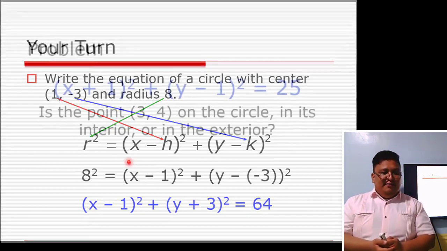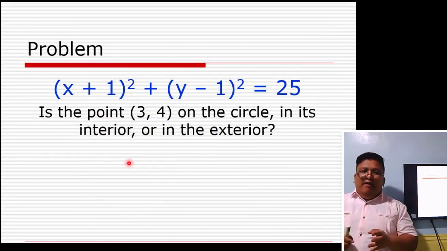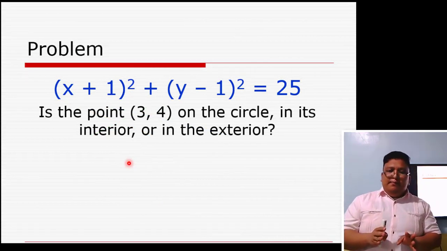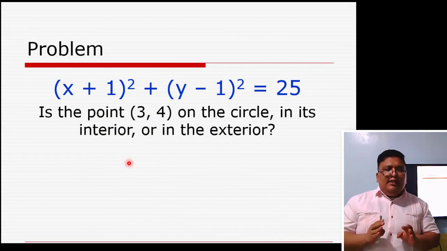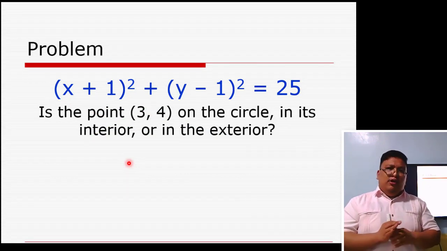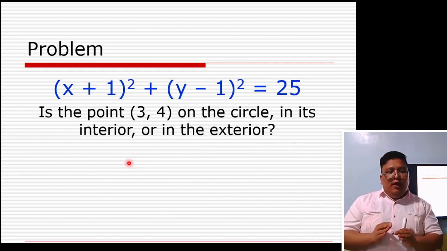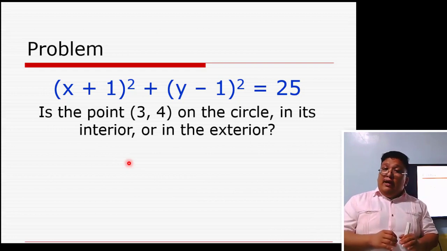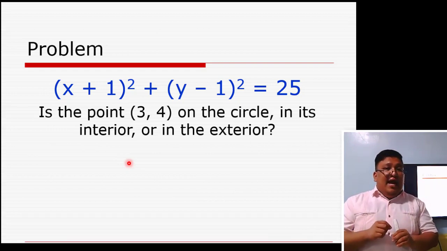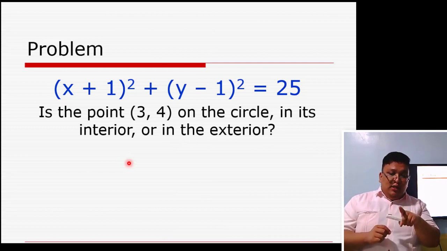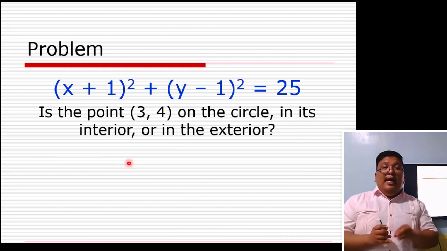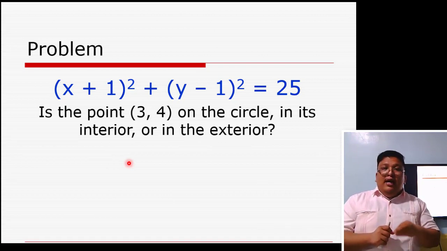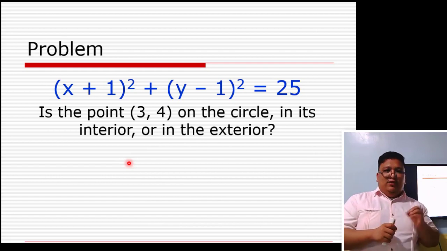Okay, very good. Now, let's answer this problem given all the things that you've learned. Is the point (3, 4) on the circle, in its interior, or in its exterior, given the equation (x plus 1) squared plus (y minus 1) squared is equal to 25? When you say on the circle, the point lies on the line of the circle. When you say in its interior, it lies inside the circle. When it is exterior, the point lies outside the circle.